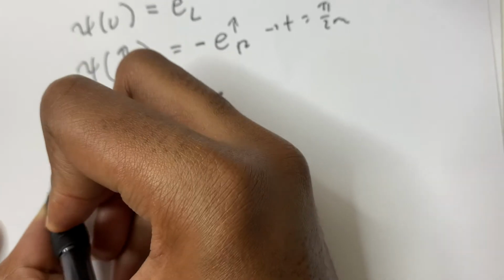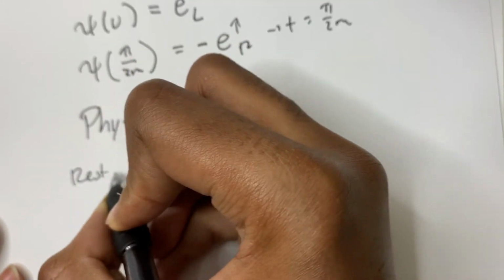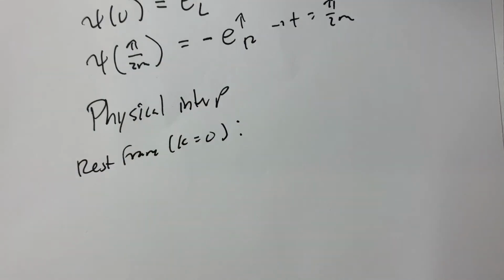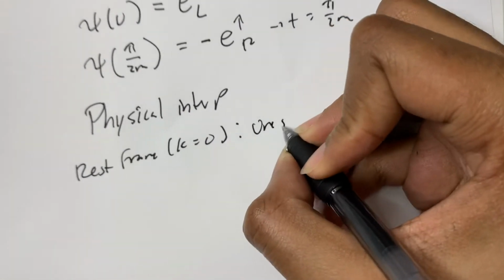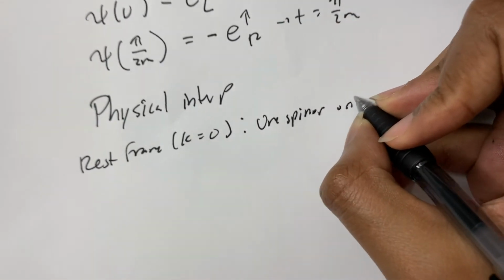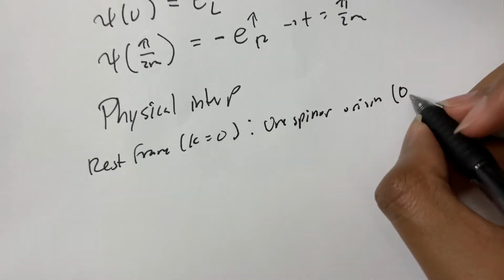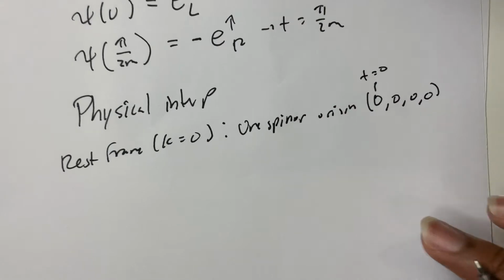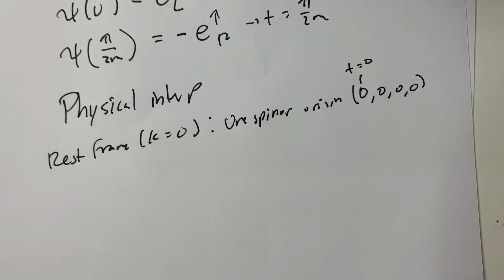So remember that we are working in the rest frame, right? We're working in the rest frame for k equals 0. So we had one spinor at the origin, which was 1, 0, 0, 0. It's because we have t equals 0. So we have a spinor at the origin, and everywhere else is 0. So we only have one spinor at the origin.